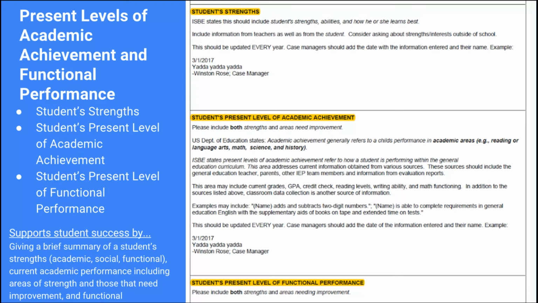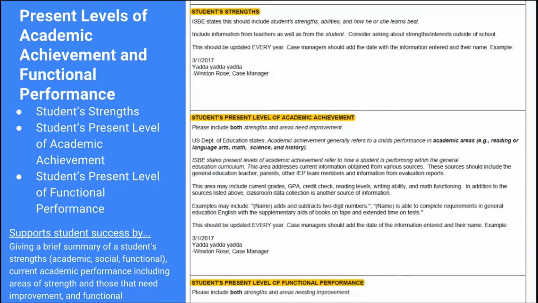The present levels of performance sections of the IEP at a glance provide a brief summary of a student's strengths, academic, social, and functional, current academic performance including areas of strength and those that need improvement, and functional performance such as attendance, self-advocacy, and work completion. The information in these areas supports student success by giving staff a snapshot of the student.